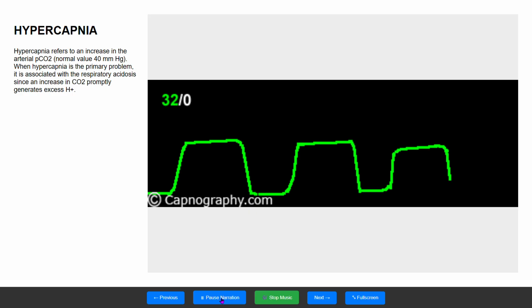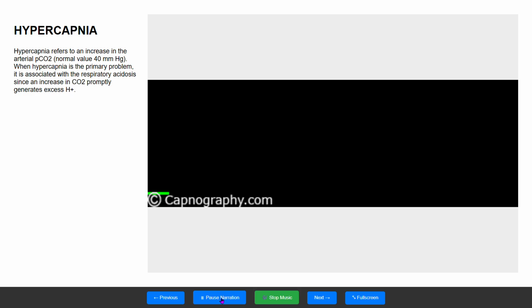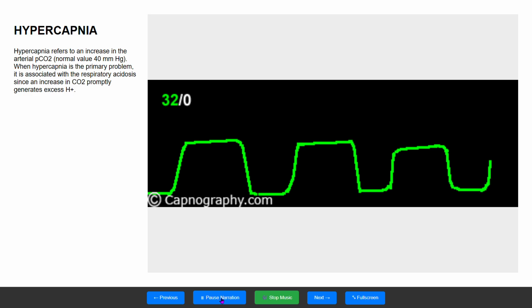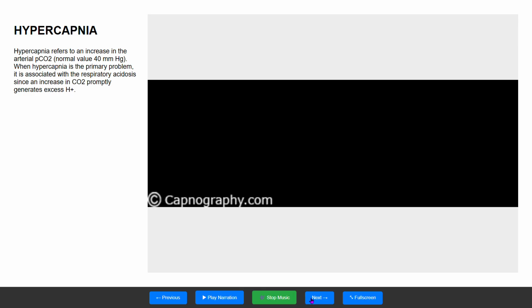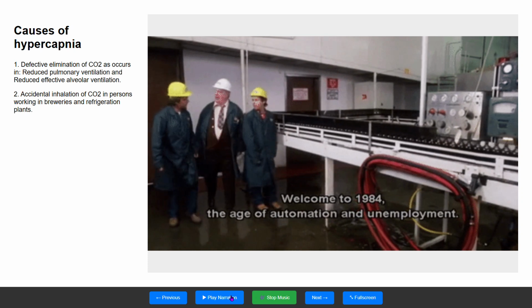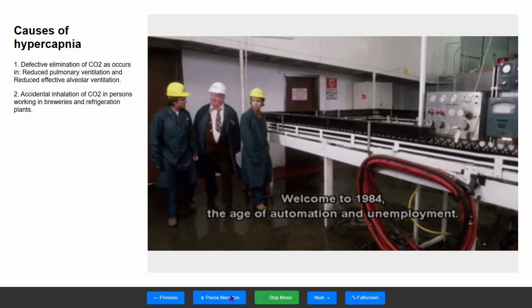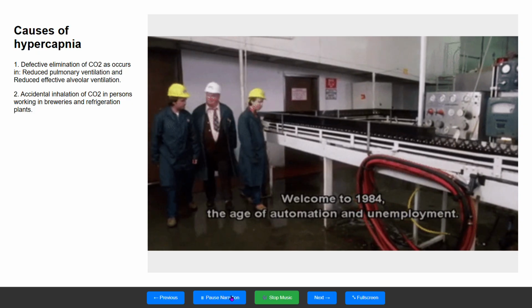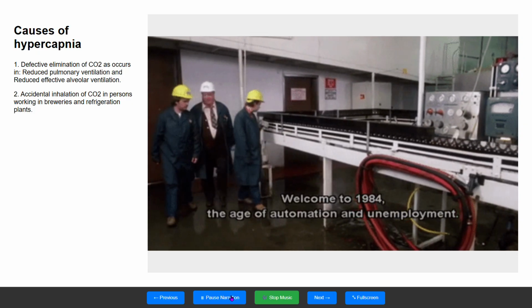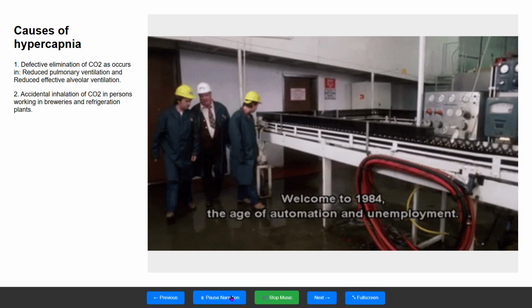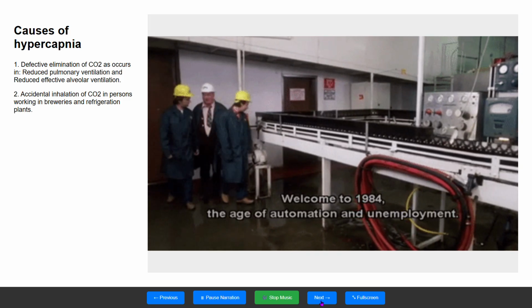Hypercapnia refers to an increase in the arterial PCO2, normal value 40 mm Hg. When hypercapnia is the primary problem, it is associated with respiratory acidosis, since an increase in CO2 promptly generates excess H+. Hypercapnia occurs due to the following: 1. Defective elimination of CO2, as occurs in reduced pulmonary ventilation and reduced effective alveolar ventilation. 2. Accidental inhalation of CO2 in persons working in breweries and refrigeration plants.